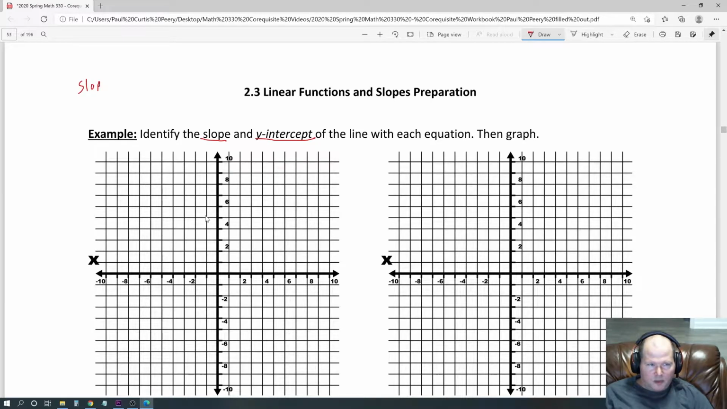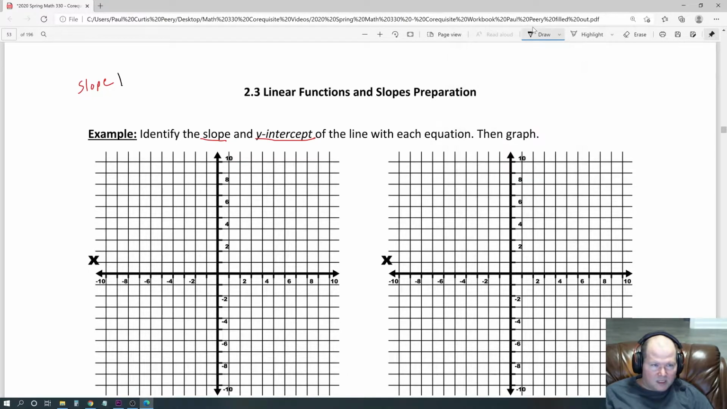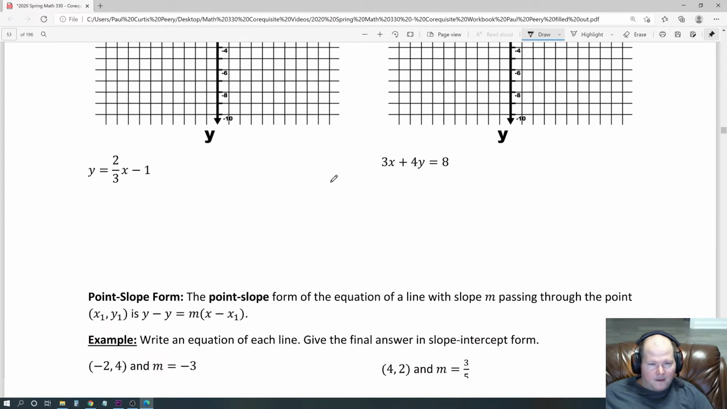The slope-intercept form, and that is y is equal to mx plus b. That will give you the slope there, and that will give you your y-intercept using the b right there as your y value. Okay, so let's try it.